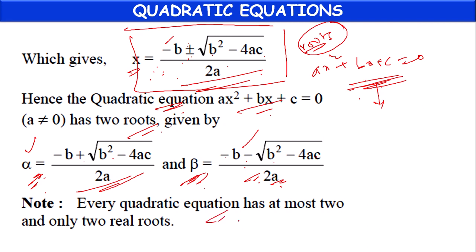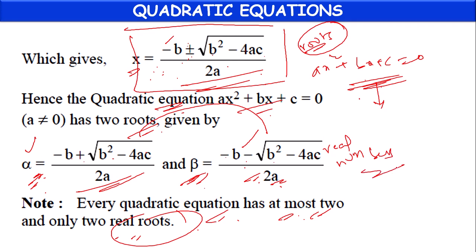So most quadratic equations can have at most two and only two real roots. These two root values are real numbers. So they will have two roots.